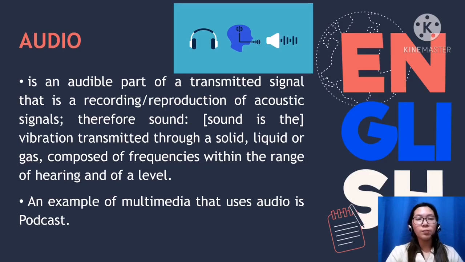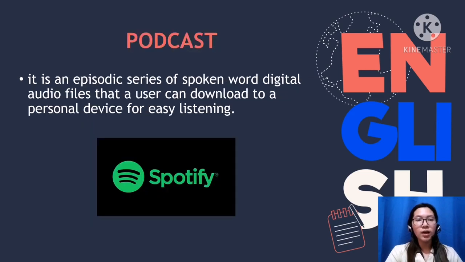Next one is an audio. It is an audible part of a transmitted signal that is a recording, reproduction of acoustic signals, therefore sound. Sound is the vibration transmitted through a solid, liquid, or gas, composed of frequencies within the range of hearing and of a level. An example of multimedia that uses audio is podcast. Podcast is an episodic series of spoken word digital audio files that a user can download to a personal device for easy listening. Usually, you can hear podcasts on Spotify.